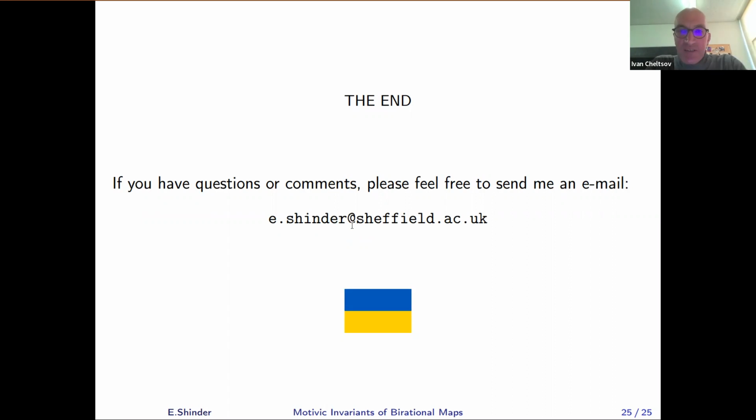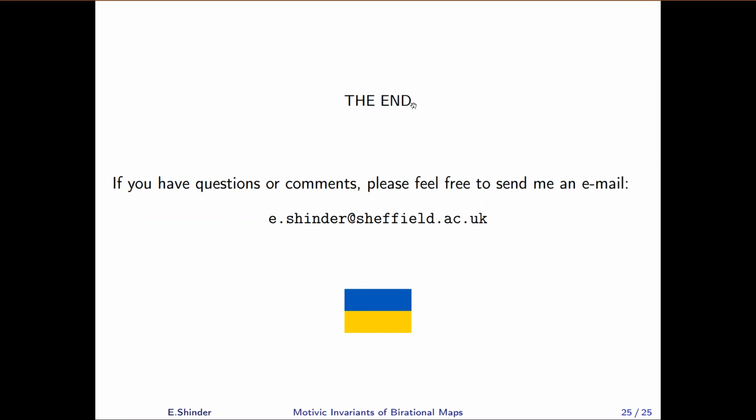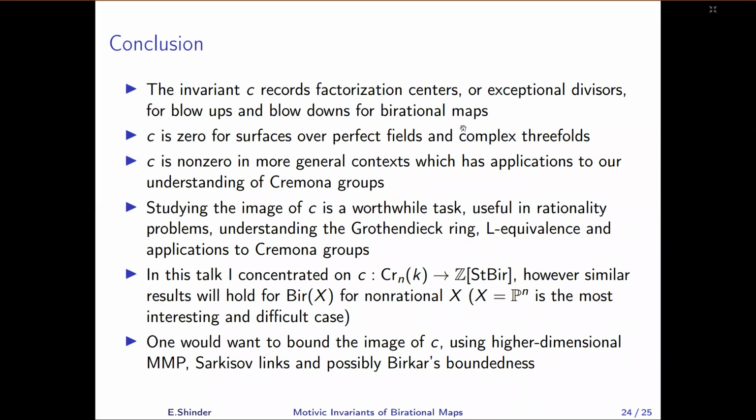Any questions? Could I ask a question? Sure, Peter, yeah. I would like to understand a little bit, maybe it was mentioned, but I couldn't figure out. What is the relation of the C variant to that open question about the torsion in the Grothendieck ring?